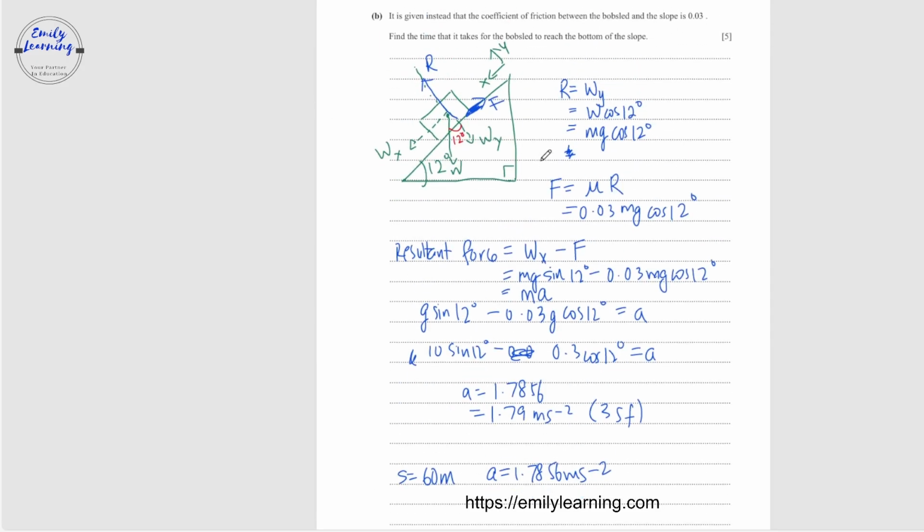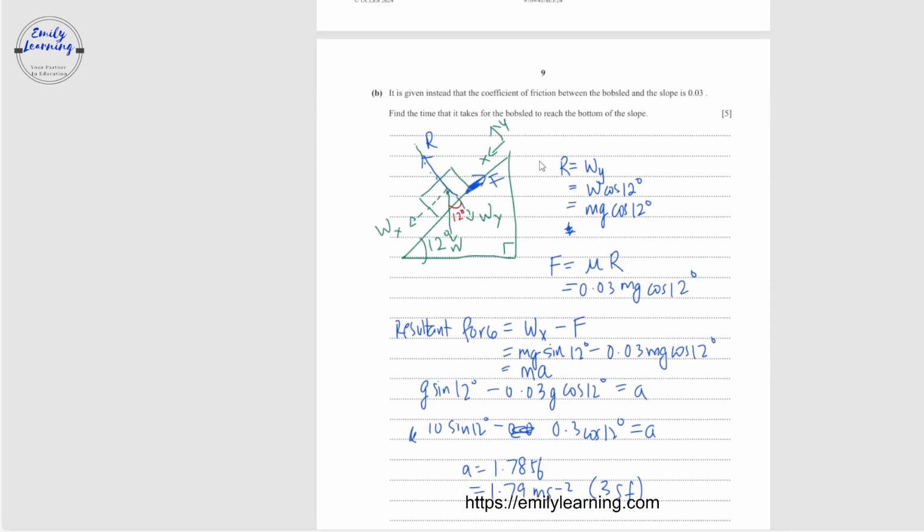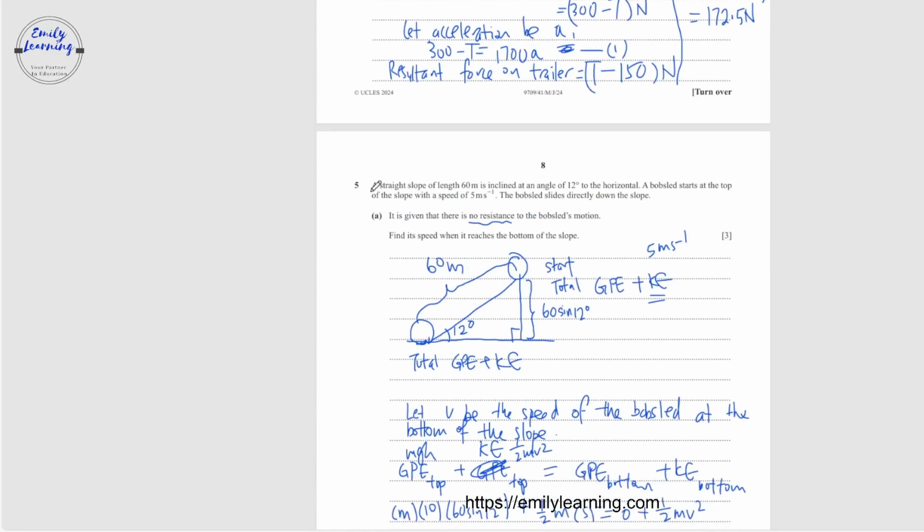So we are going to use our kinematics equation. So S, which is the displacement, is 60 meters. A is 1.7856 meters per second square. I want to find T, right? What else do I have? Okay, so it starts at the top of the slope with 5 meters per second. So I know that the initial speed is 5 meters per second. So I will use the formula S equals UT plus half AT square.